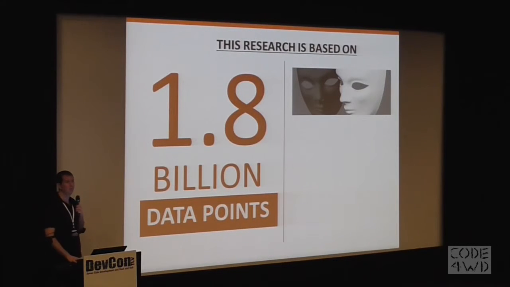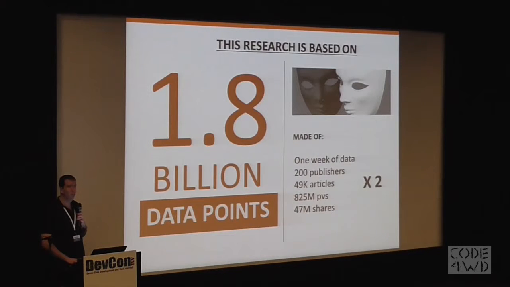And this resource that I'm going to show you here is based on 1.8 billion content data points. And it's made of 1 week of data, twice. We took it during early 2015 and at the end of 2015, which basically shows that every insight I'm going to show you here is very consistent over time. It's generated based on 200 of the largest publishers in the world today. We've looked overall at 49,000 articles, which generated almost 900 million page views and 47 million shares. That's times two, because we looked at 2 weeks.